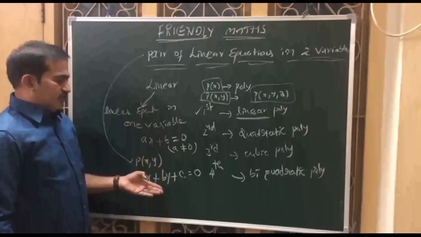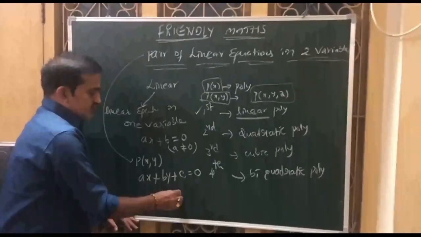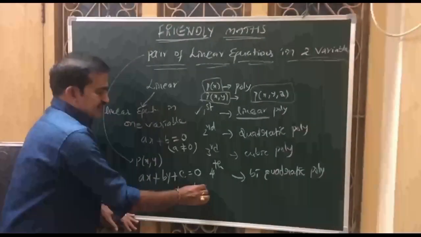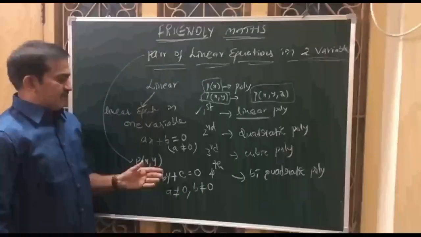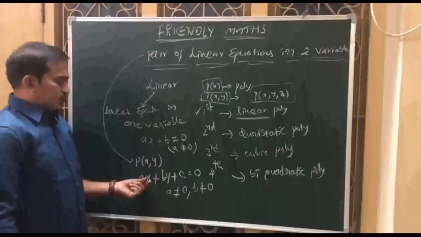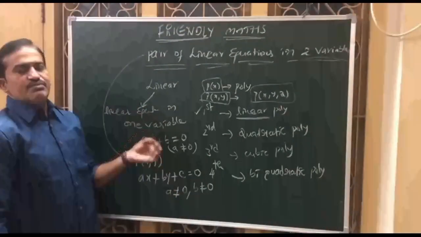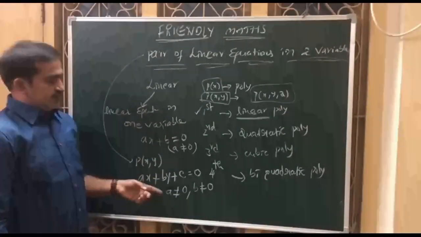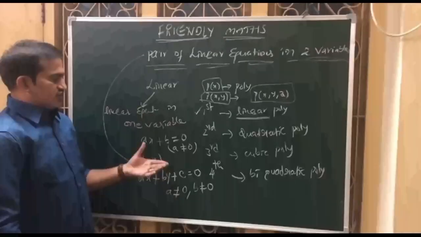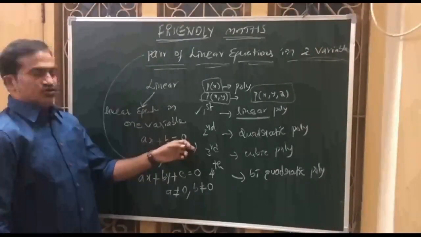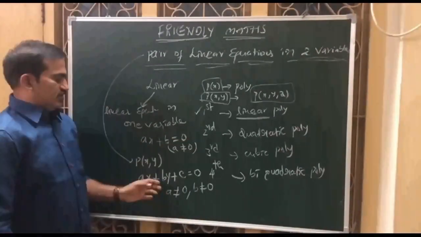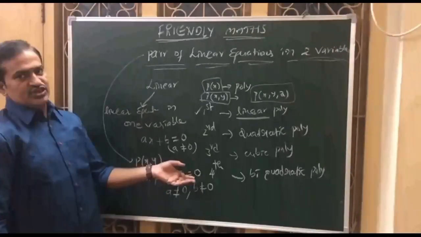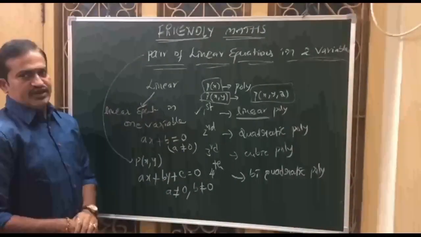In two variables, a not equal to 0 and b not equal to 0. The x and y terms should not be missing, because it is in two variables. The two variables must be present, which means the two variables should have non-zero coefficients. For example, 6x plus 5 is equal to 0 is a linear equation in one variable. 6x plus 7y plus 3 is equal to 0 is a linear equation in two variables.